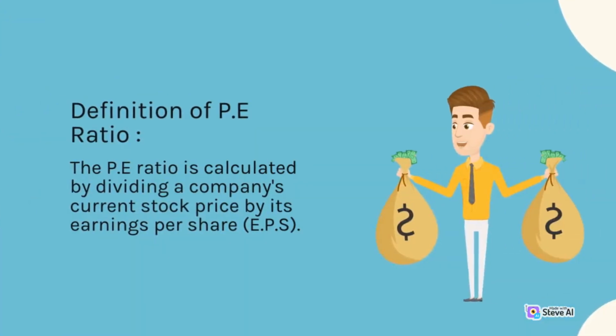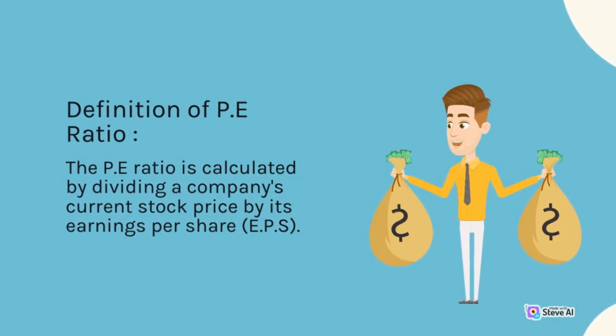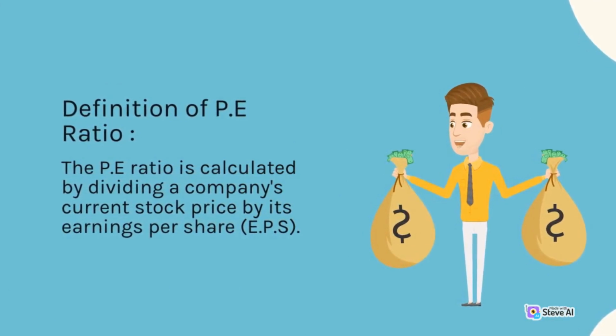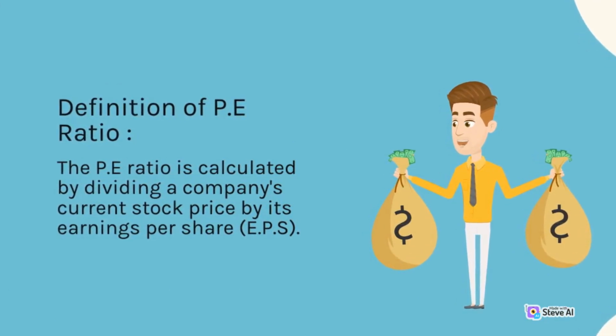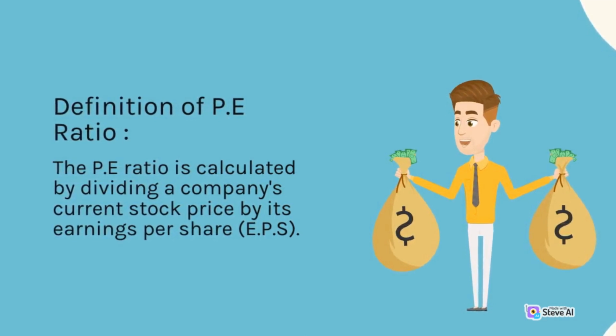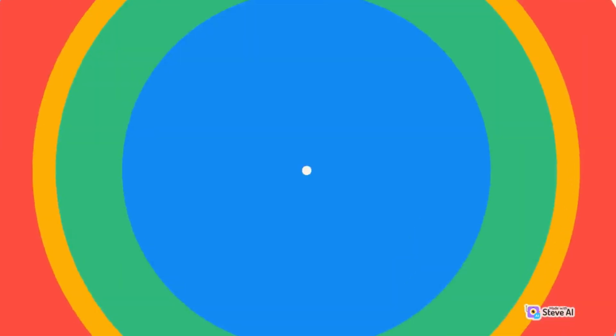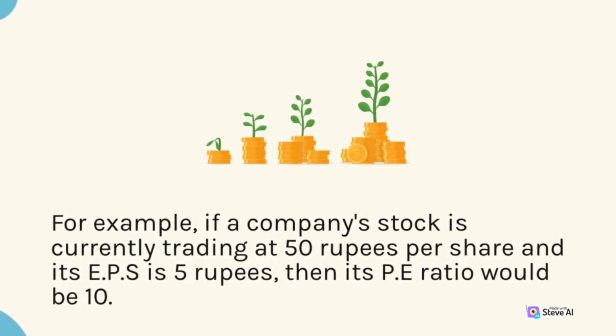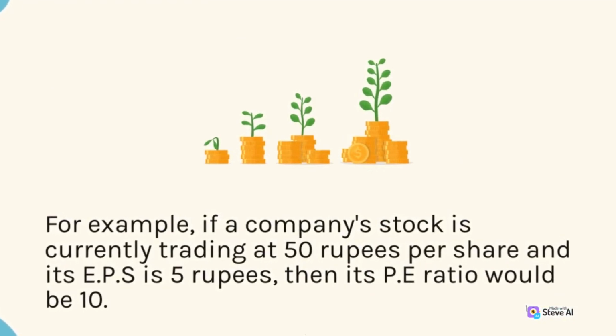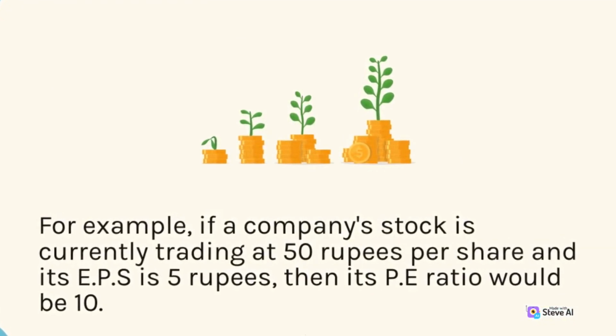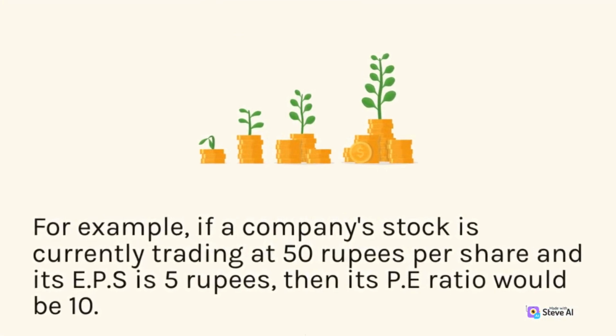Definition of PE ratio. The PE ratio is calculated by dividing a company's current stock price by its earnings per share, EPS. For example, if a company's stock is currently trading at 50 rupees per share and its EPS is 5 rupees, then its PE ratio would be 10.